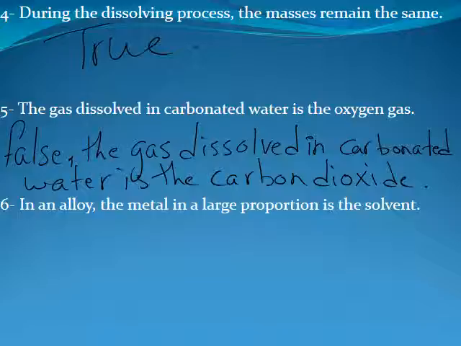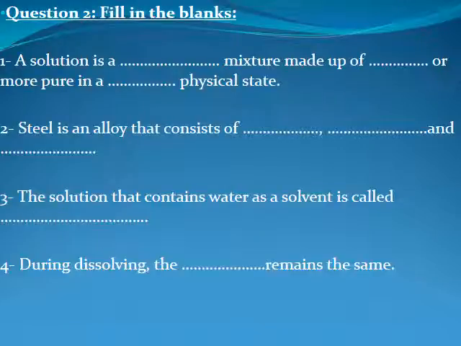Okay, thank you. Moving to 6, yes, Tala. In an alloy, the metal in large proportion is the solvent. True or false? True. While the metal in a lower proportion is called the solute. Okay, thank you, Tala. Moving to question number 2, we have to fill in the blanks with the correct words. We have 4 statements. Let's start with the first one.